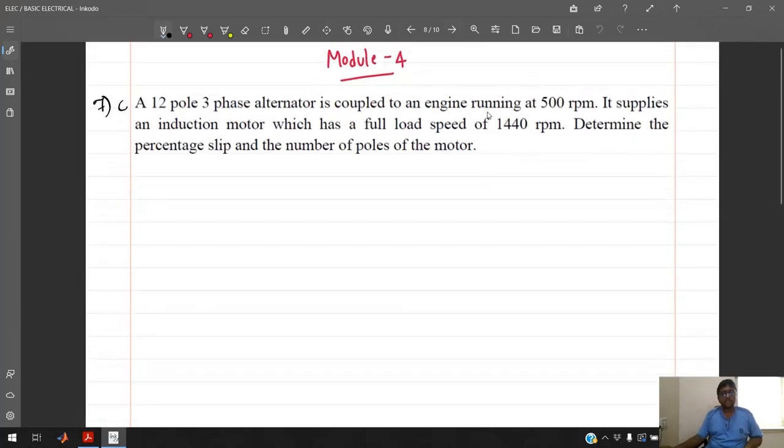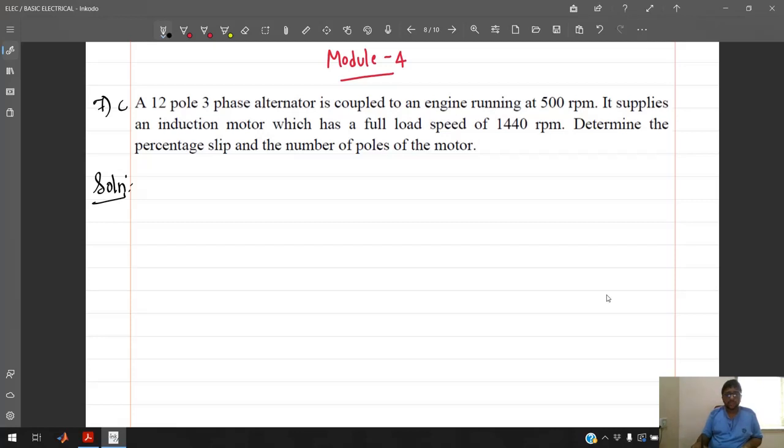Coming to the next, module 4. In the model question paper, module 4, it is the 7C question. So let us see how to solve this problem. This problem is of an induction motor. A 12 pole 3-phase alternator is coupled to an engine. The engine is running at 500 rpm, and it supplies an induction motor which has a full load speed of 1440 rpm. Determine the percentage slip and the number of poles of the motor.